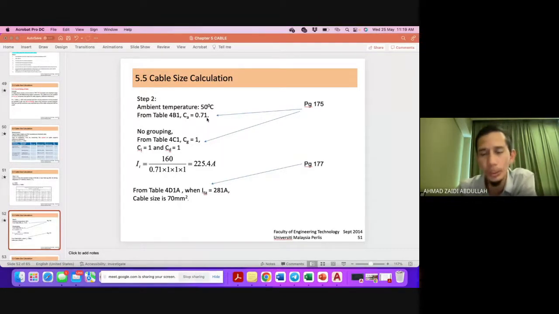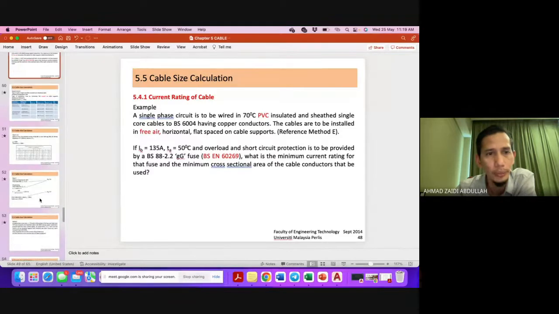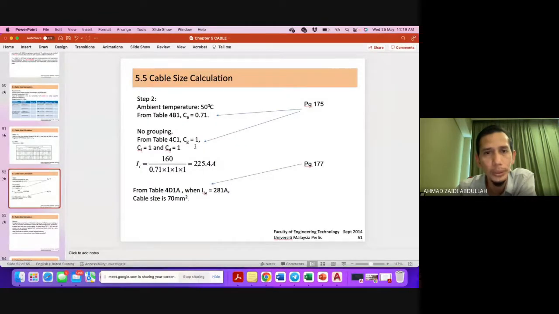Another thing in the question is grouping. Where is the sentence mentioning it? We provide what minimum... they didn't give grouping. Right, if not given, we assume one. So there is no grouping, so we assume CG is one and the rest are also one.